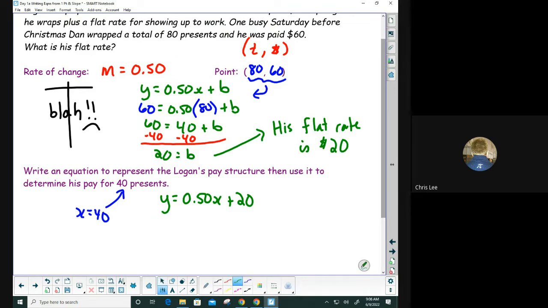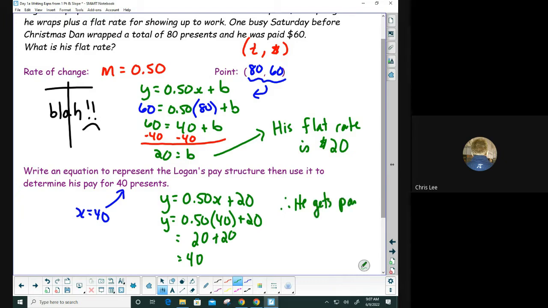Okay. So Y equals 0.50 times 40 plus 20. What's 0.5 times 40? 20. Plus 20. He gets paid $40 for 40 presents.